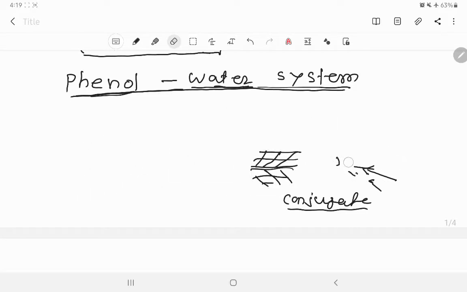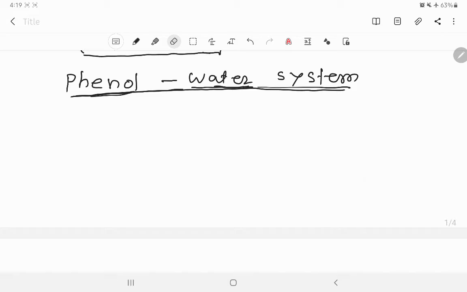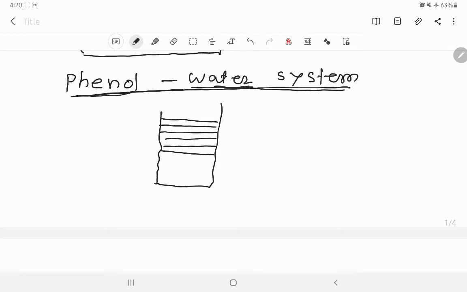Now, if we consider a mixture of two solutions, a mixture of phenol and water, a certain amount of phenol and water is taken and the mixture is shaken well. Now, one layer is phenol in water, the other layer is water in phenol. Okay, such simultaneous existence happens, that's why it is called a conjugate solution.